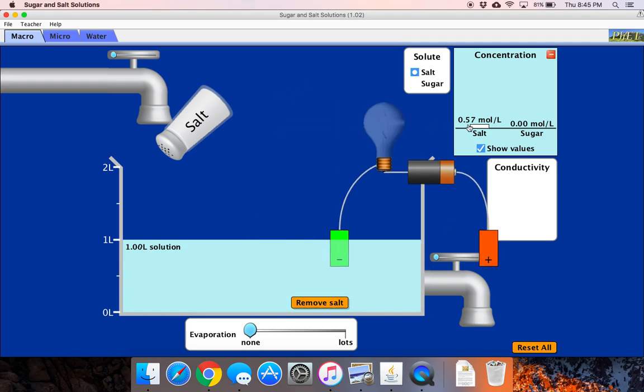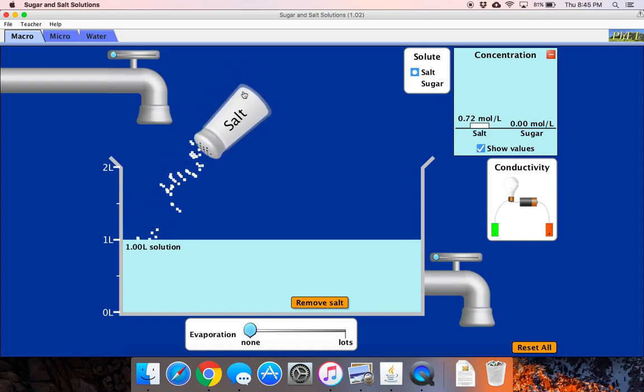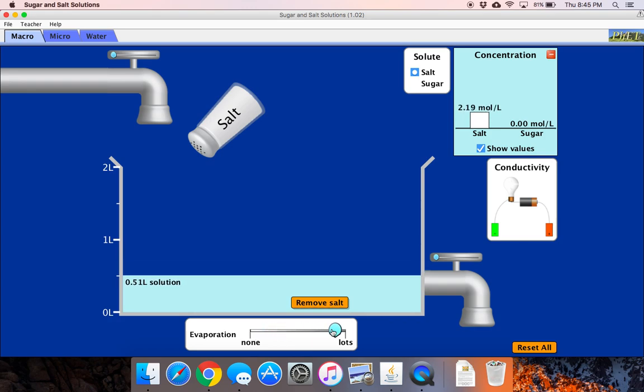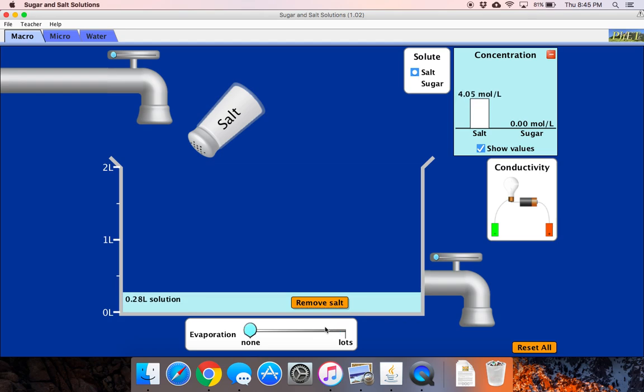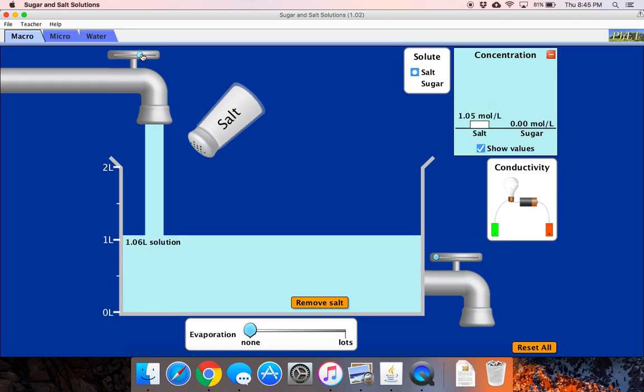One other thing we can explore here is how we could increase the concentration. I could add more solute, or think about what else we could do. If we concentrate by removing some of the water, so if I increase the evaporation, notice on the top right that the concentration goes up. And if I add more water, keeping the amount of salt the same, the concentration is going to go down.